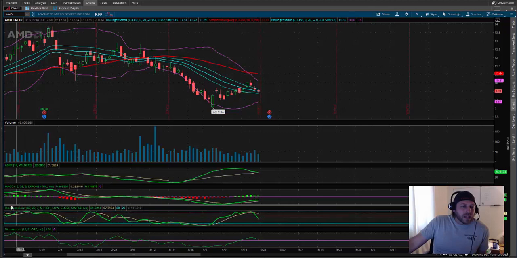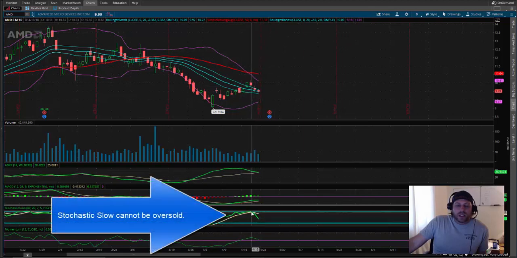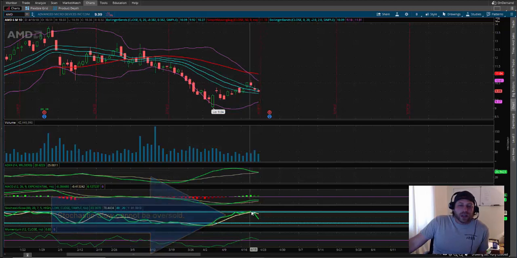The third thing is this stochastic slow. When we're topped out up here in the overbought range, that says this probably isn't a good entry because it has to come back down and cool off. And what you can see is it did. It's down here now.